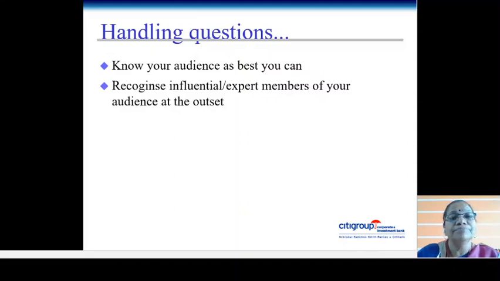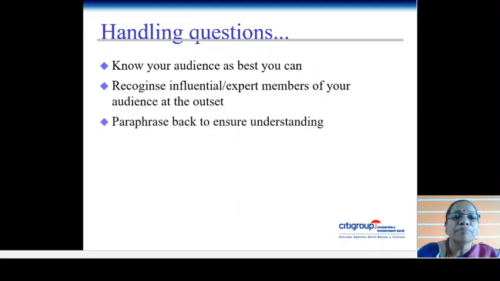Recognize influential or expert members of your audience at the outset. Quite possibly there are many people who are more expert than you. They may give their expertise in between. So recognize such influential or expert members and try to handle them very politely and positively. It is very important.